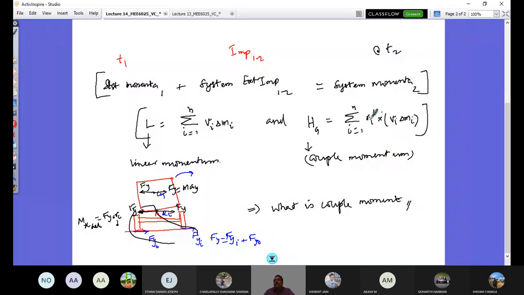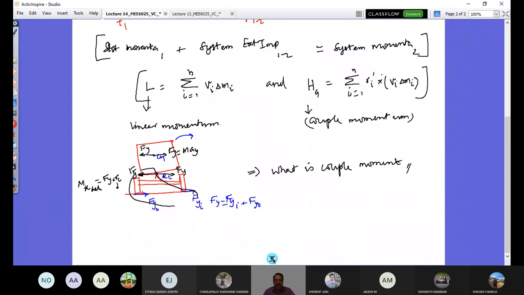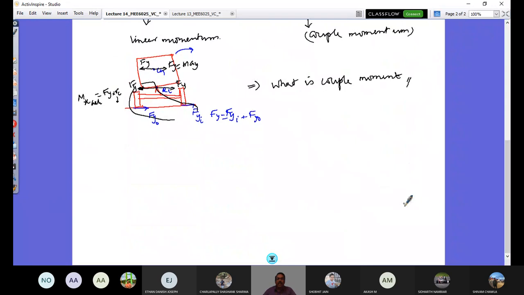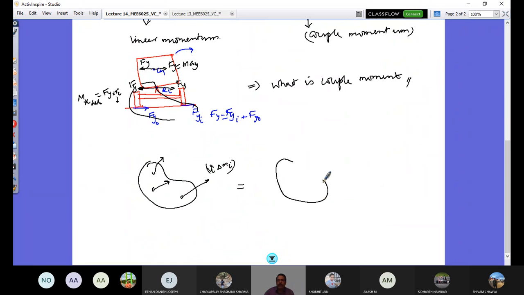Here Ri is the perpendicular distance from the CG to where the linear momentum is acting. So the moment of linear momentum would be a couple, right? You would understand this very well from the following diagram. What I mean to say is that this system can be equivalent to this. We looked at a system of a rigid body formed by many elemental masses. At the ith mass, we have seen Vi delta Mi. This system can be represented like this. That's what I wanted to explain.